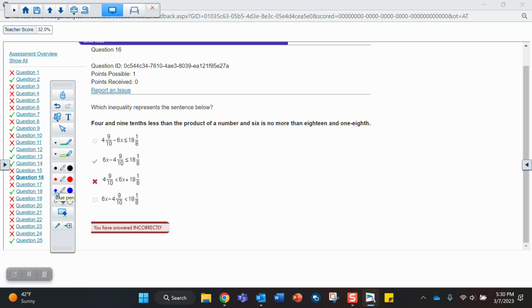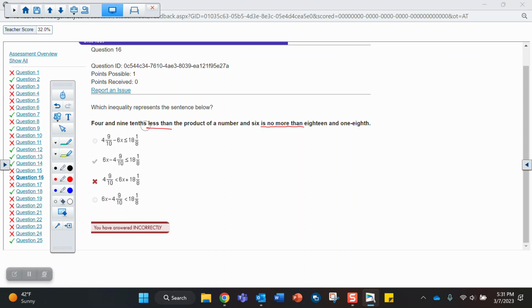Which inequality represents this sentence? 4 9/10 less than the product of a number and 6 is no more than 18 1/8. So here we have to be careful because we actually see less than and more than. So which one is subtraction? Which one's addition? Which one is my inequality symbol? So in order for it to be the inequality symbol, it has to have the word is with it. So this is where our inequality is going to go.